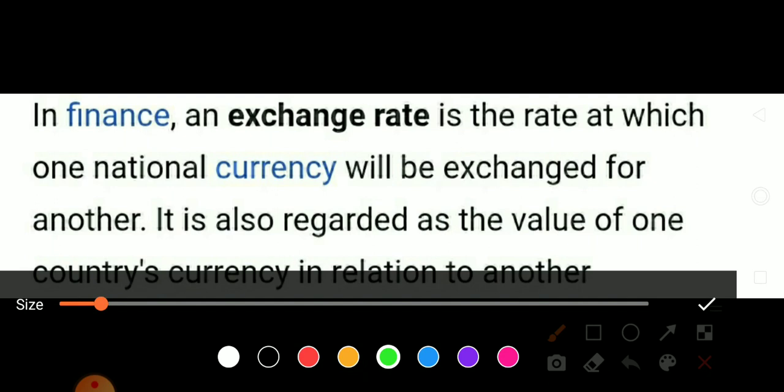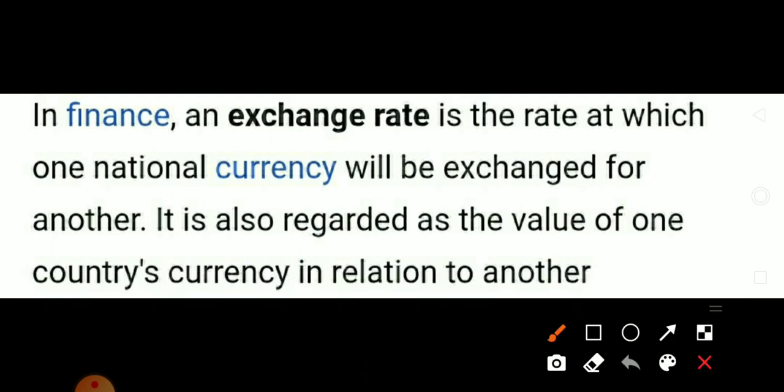So today in this session we are going to discuss another important part of the BFM for the CAIIB exam, that is Module A of the BFM. It's just an introduction. We know that in forex there is an exchange rate applicable. So what do we mean by that exchange rate?